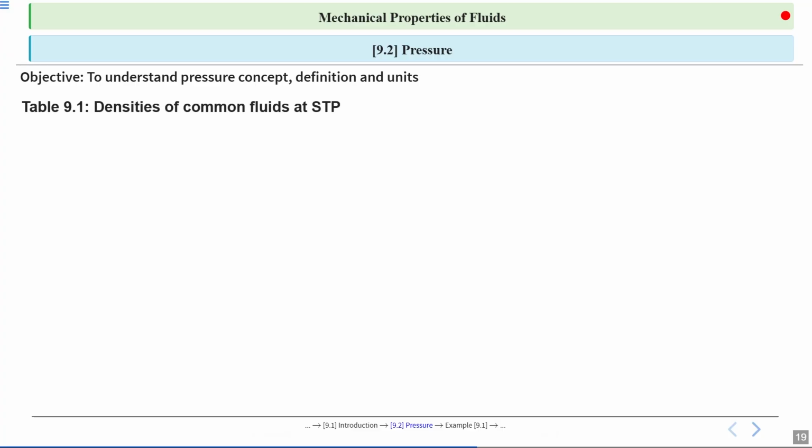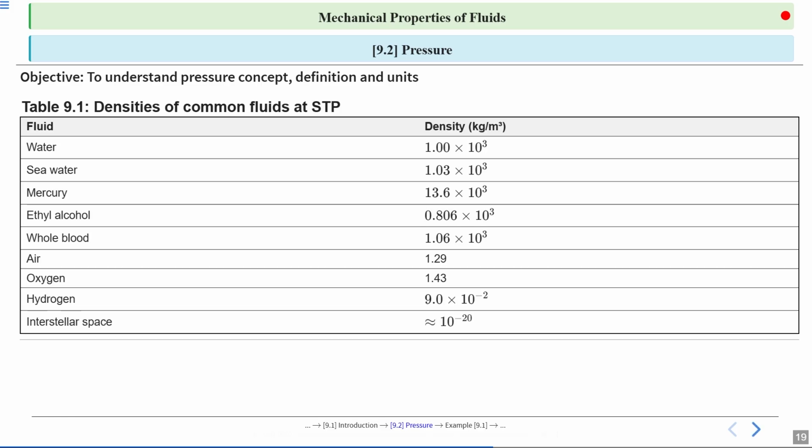Now, let's take a look at table 9.1, which lists the densities of common fluids at standard temperature and pressure (STP). The fluids are water, sea water, mercury, ethyl alcohol, whole blood, air, oxygen, hydrogen, and interstellar space. As we examine the table here, we observe the differences in density among various fluids.